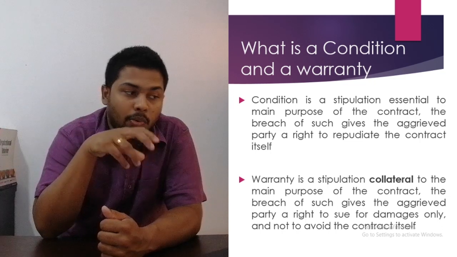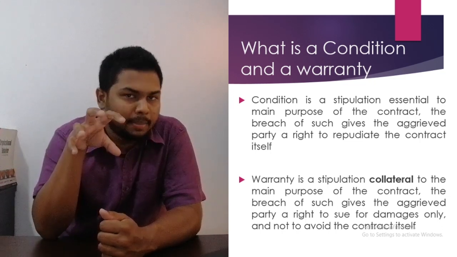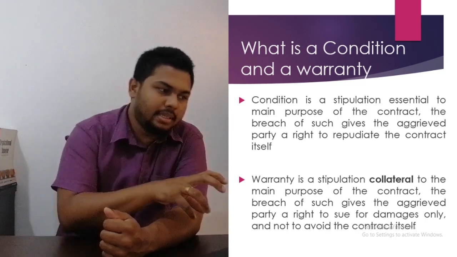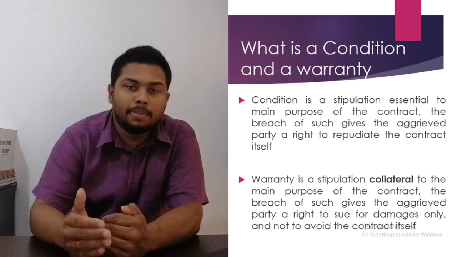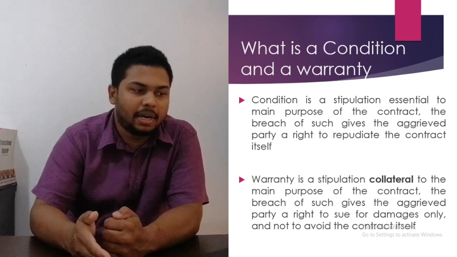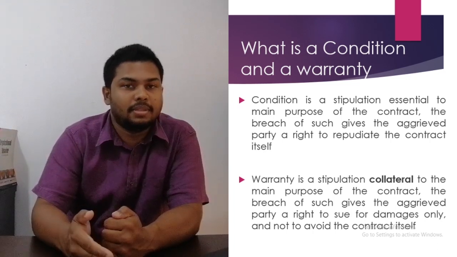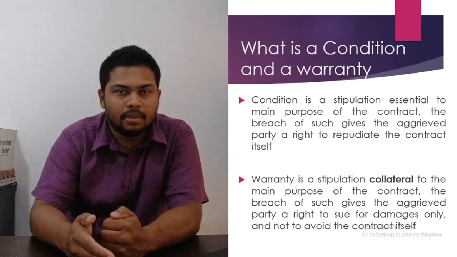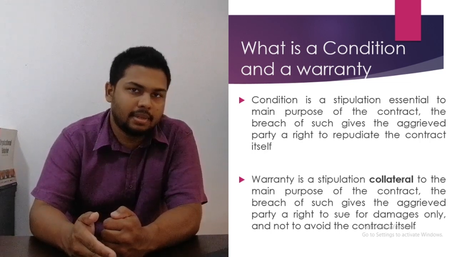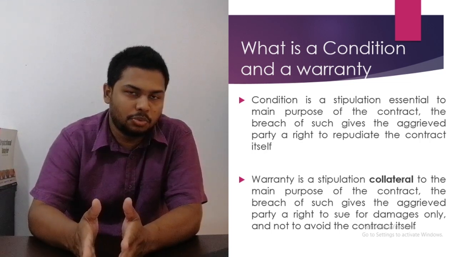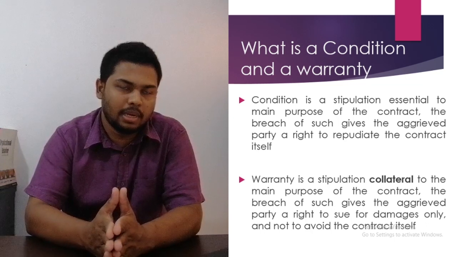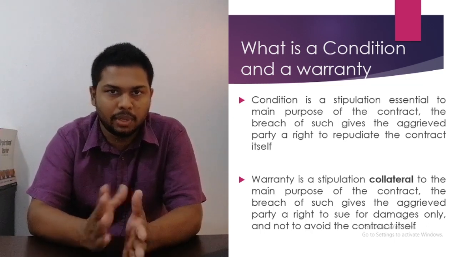Now, what do you mean by a warranty? A warranty is similar to that, but there's a difference. A warranty is a stipulation collateral to the main purpose of the contract. The breach of it gives the aggrieved party a right to sue for damages. The difference between these two is that a breach of condition gives the right to repudiate, whereas a warranty breach gives a right to sue for damages.